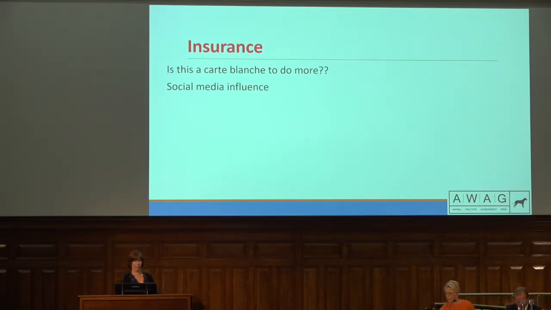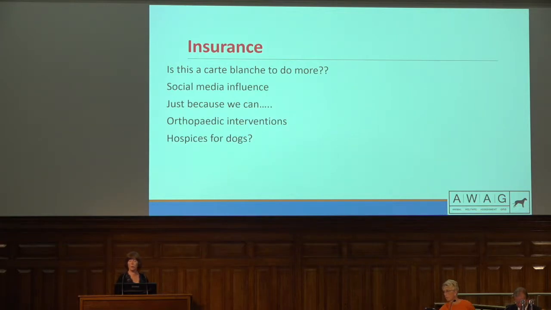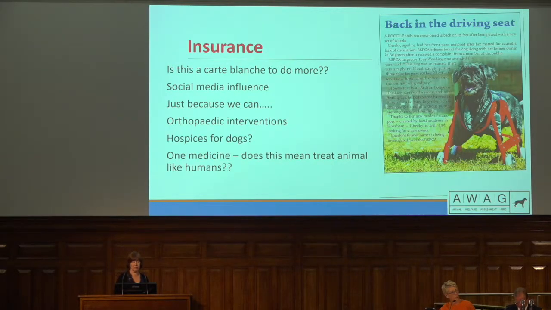Oh, I spent £5,000 on my dog. It's almost like they've gone and bought a new car. It becomes a sort of indication of how much money they've got to spend. And just because we can, should we be doing things? What level of orthopaedic intervention should we do to these animals? Should we be setting up hospices for dogs? And one medicine, of course. Does this mean we should treat animals like humans?